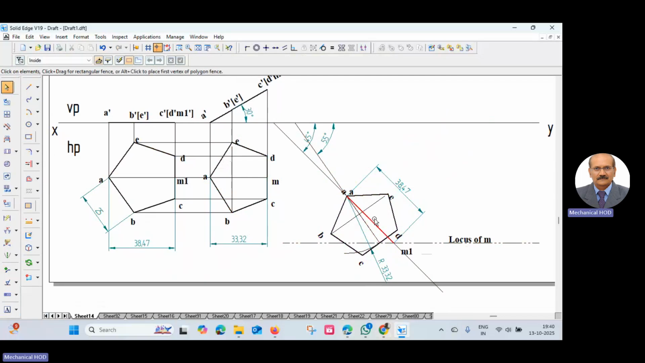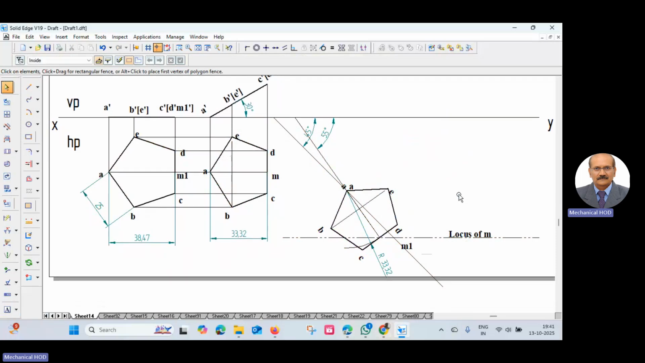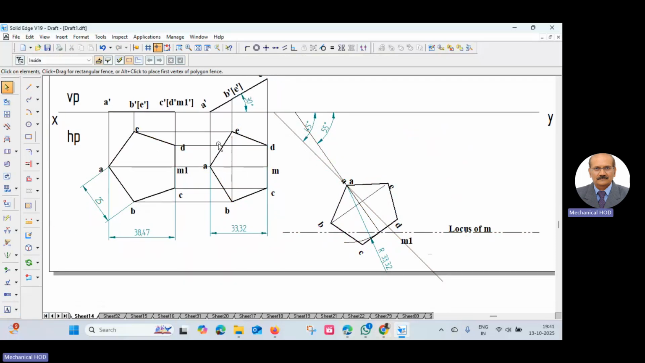Now this original and 38 point portion is not required. I'll just delete it now. It's no more required for our next projection. So name it A B C D E, and this is M.